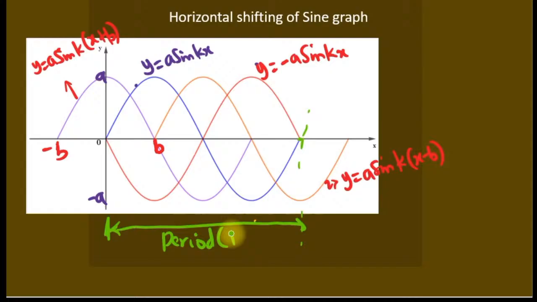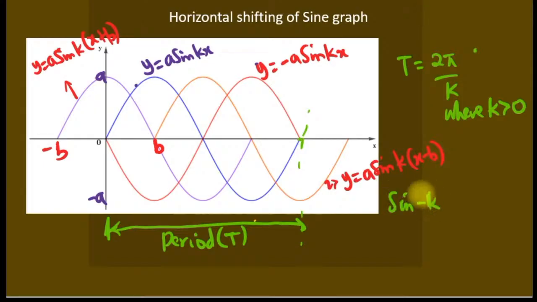And it will be denoted by T. One period T is always 2π over k. And remember, k must be a number greater than 0. K must be a positive number. Or if it's a negative number, we use the odd function property, that sine of negative k is now minus sine k. So we use that property.